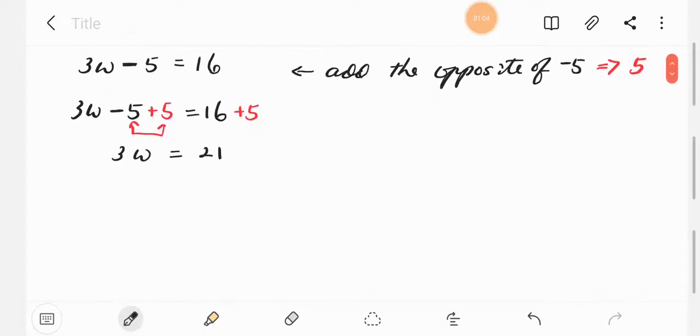Then what is the next step? Now w is multiplied by 3. Now 3w is what? It's a product, right? This is the product. And we call this 3 a coefficient, right? Coefficient.